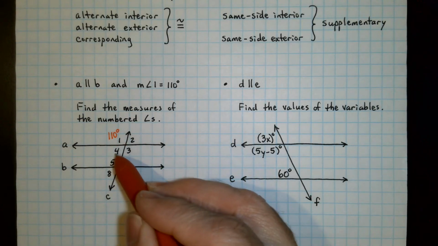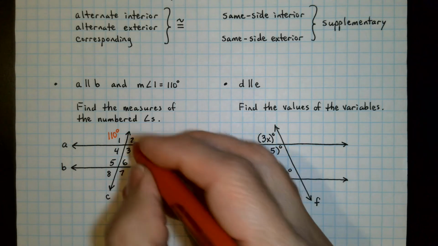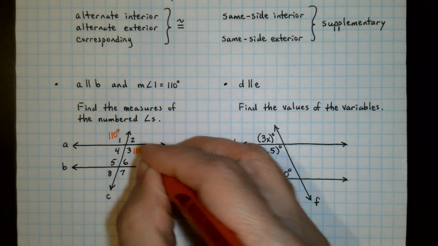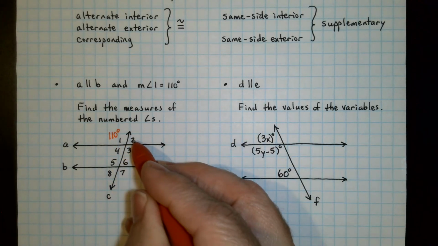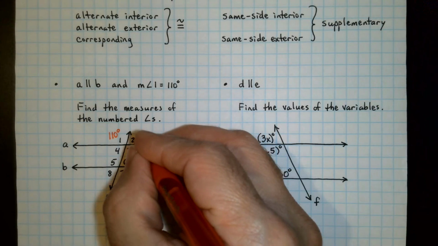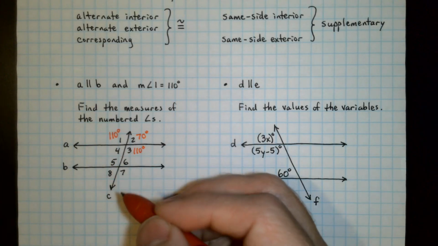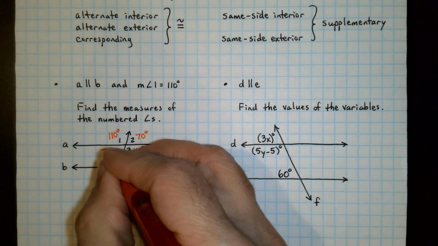I'll start with those in the same group. Angle 1 and angle 3 are vertical angles, so they have to be the same. Angle 1 and angle 2 are a linear pair, so they have to add up to 180 degrees. And then angle 2 and angle 4 are vertical, so they're going to be the same.